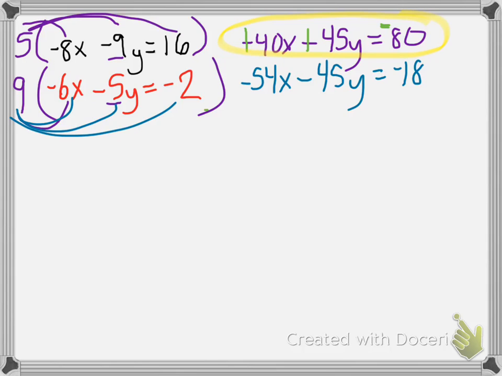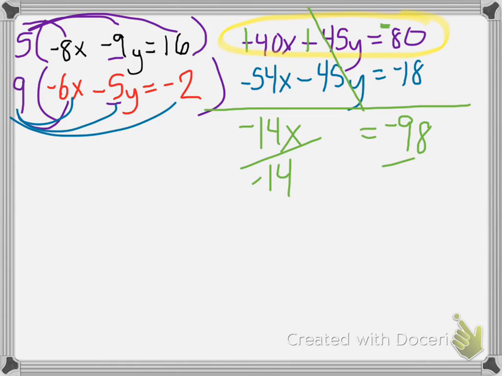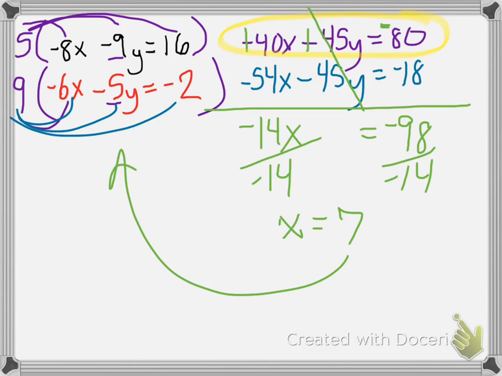So now I can take this, and these nicely eliminate. Let's see, negative 54 plus 40 is negative 14, so I get negative 14x on that side. And I get negative 98 on that side. And I get x equals 7. And then I can plug my 7 in and continue.